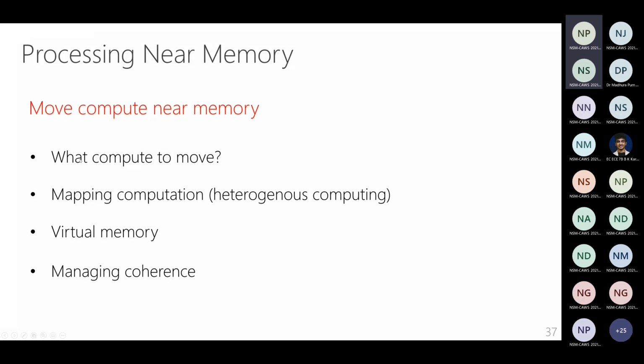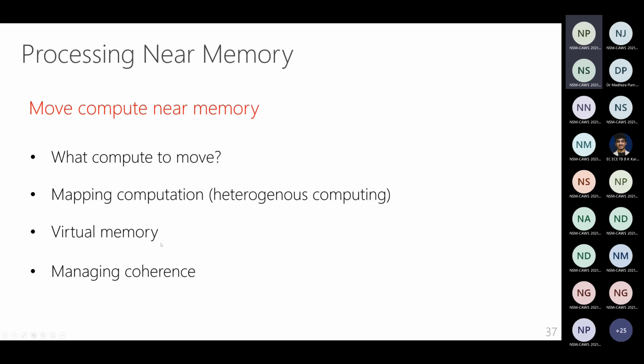There are questions around what compute to move. Typically, if you look at papers, they consider a very specific operation and say we are going to move this operation to DRAM, but I think that's not going to be very scalable or practical to implement in a real infrastructure. How do we map computation? The moment I have this heterogeneity, I'm now introducing heterogeneity in computation as well. How do I write applications that can take advantage of processing near memory if it does exist?